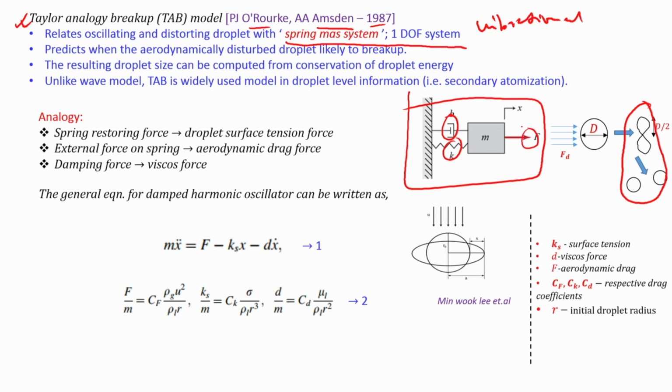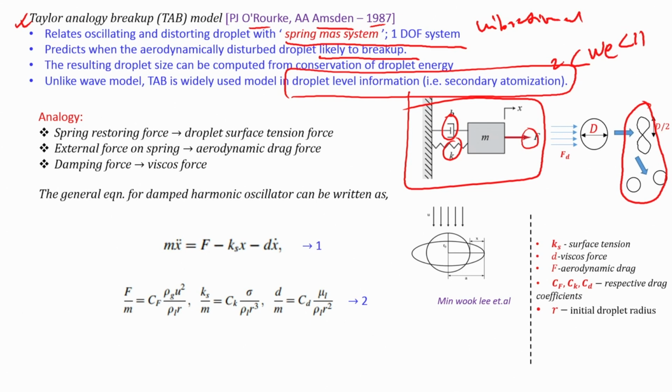It predicts when the aerodynamically disturbed droplet is likely to undergo breakup. That is the whole objective, and it uses droplet level information. It is very useful in secondary atomization, in the Weber number range that we mentioned, and in that particular range it is particularly useful. So, what was the equation of O'Rourke and Amsden?